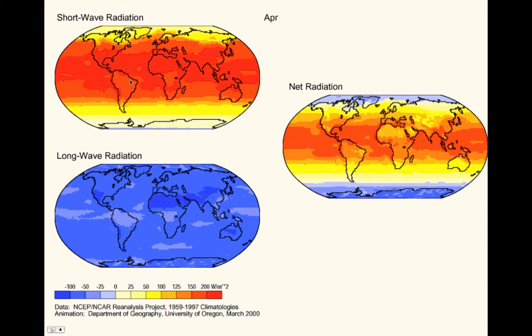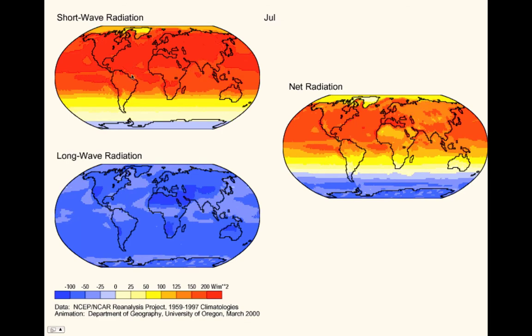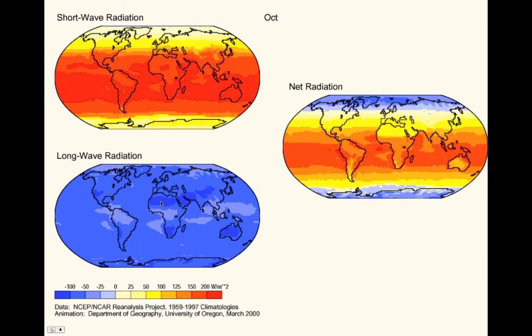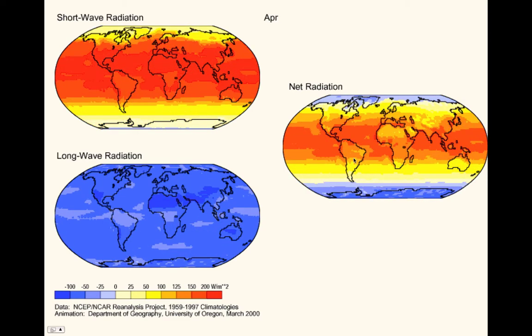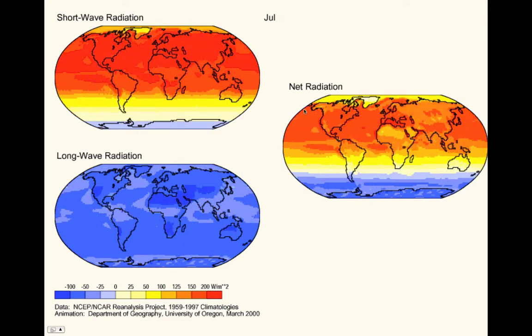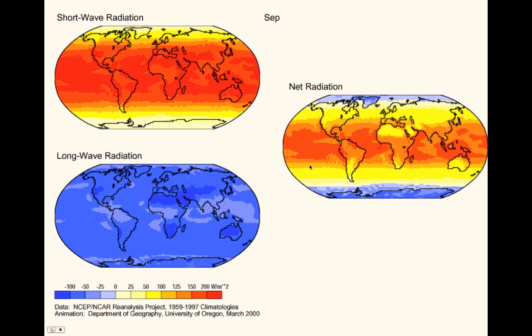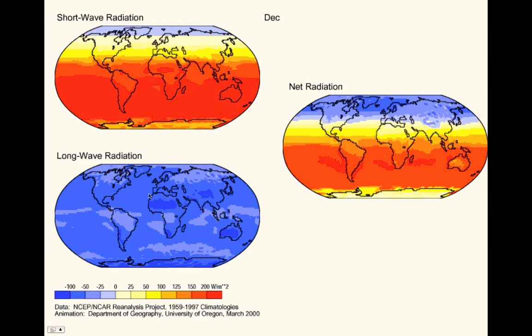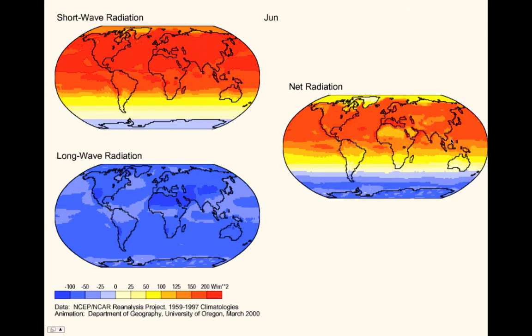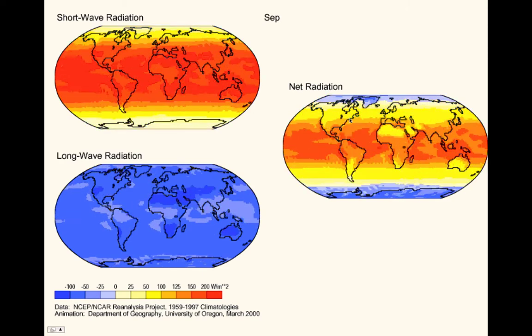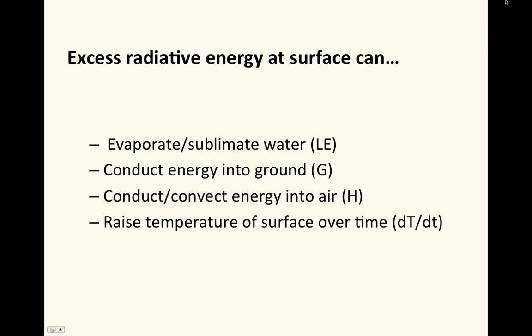Now, net radiation is the sum of the net shortwave radiation plus the net longwave radiation. You can see instantly that the net radiation looks more closely like the shortwave radiation, so that's what's forcing it the most. However, the longwave radiation is important as well, and it does produce a lot of differences along each latitudinal band.